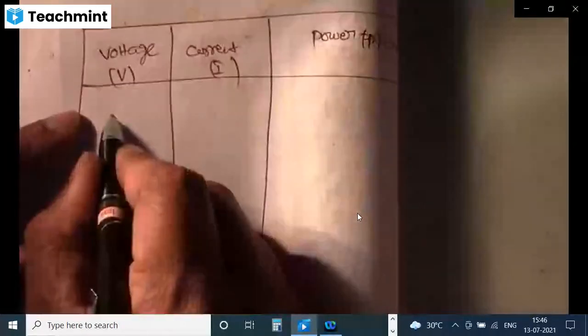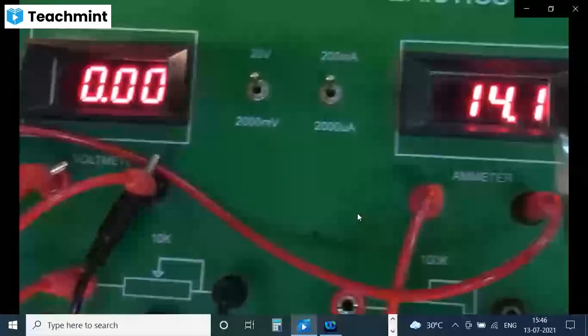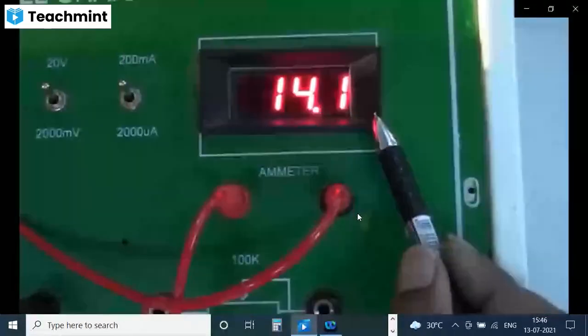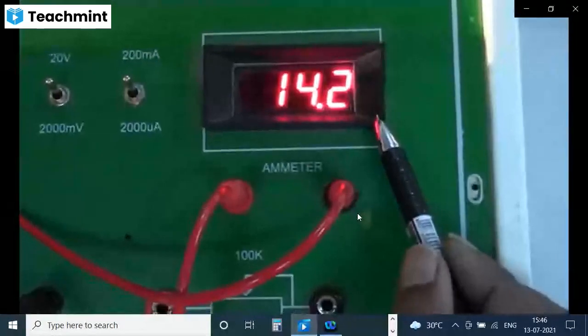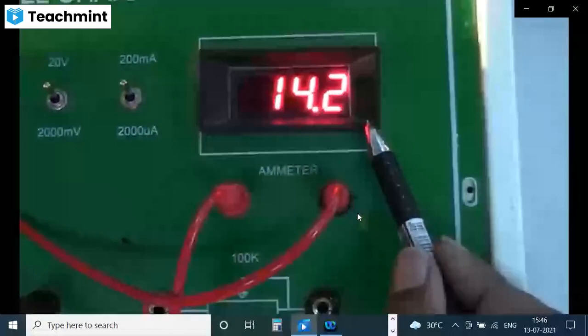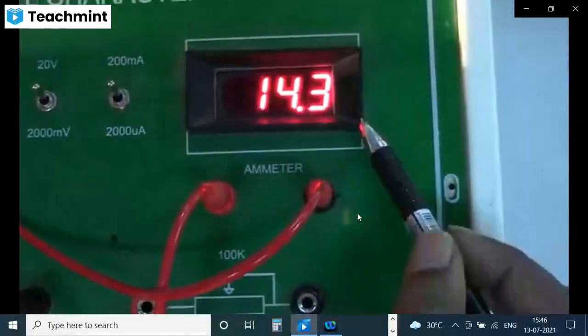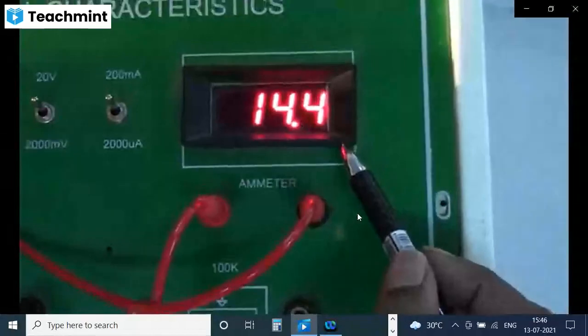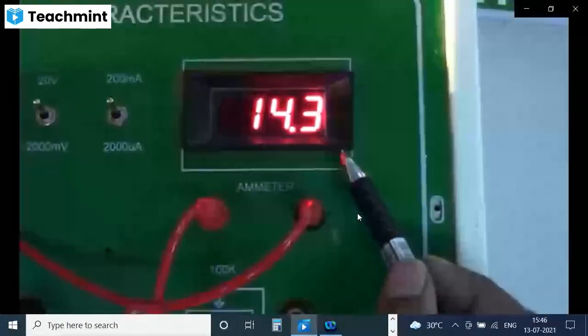Yes, the first reading you have to take like this. When the voltage is 0, here the current in the circuit is maximum. This current is called the short circuit current. 14.2 milliamperes of current we are getting in the circuit when the resistance is minimum. This is the maximum current flowing in the circuit, and this current is called the short circuit current because we offer minimum resistance to the circuit.